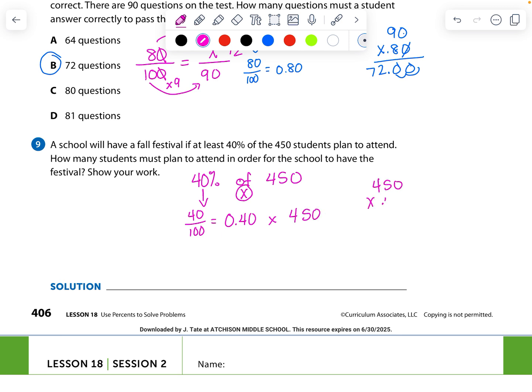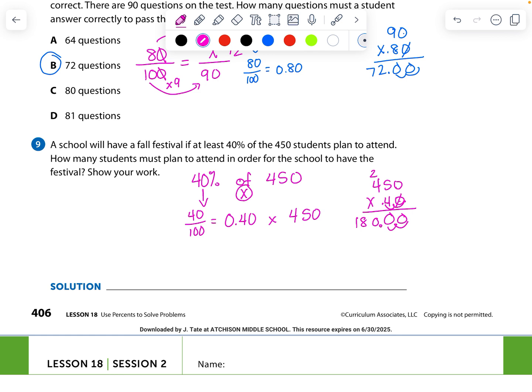450 times 0.40. Anything multiplied by 0 is 0. Then I can multiply my 4. 4 times 0 is 0. 4 times 5 is 20. Regroup. 4 times 4 is 16 plus 2. 2 places behind the decimal, so you can move the decimal over.